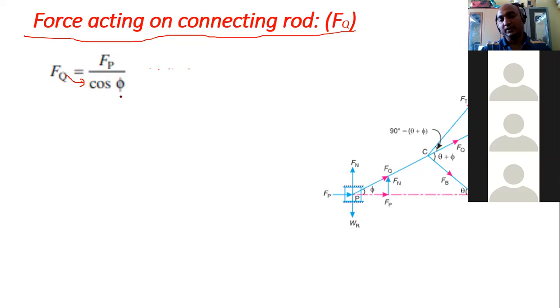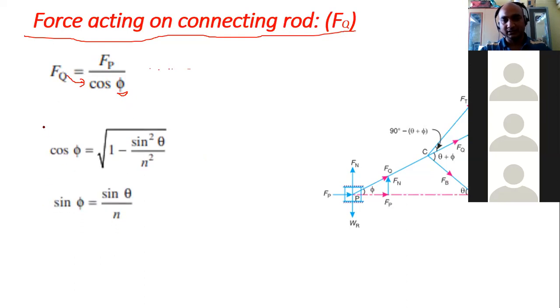In the previous slide we have seen the equation for Fp. So from that equation we can easily find out the value of Fp, and once you find that value, we can find out Fq, because we know this equation, Fp upon cos phi. But what about this phi? Phi is unknown. Can you relate the phi with some known parameter? The known angle parameter here is theta. So can you convert this phi into theta? Yes, we have one simple equation.